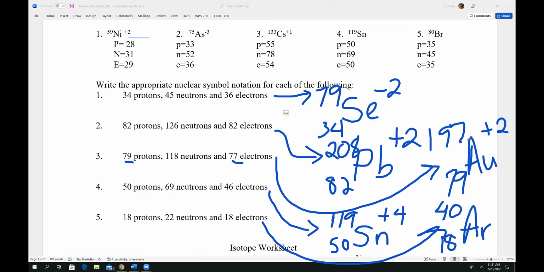You have to figure out the numbers by looking at your number of electrons, protons, and neutrons for the ones. All right, and that concludes this part.